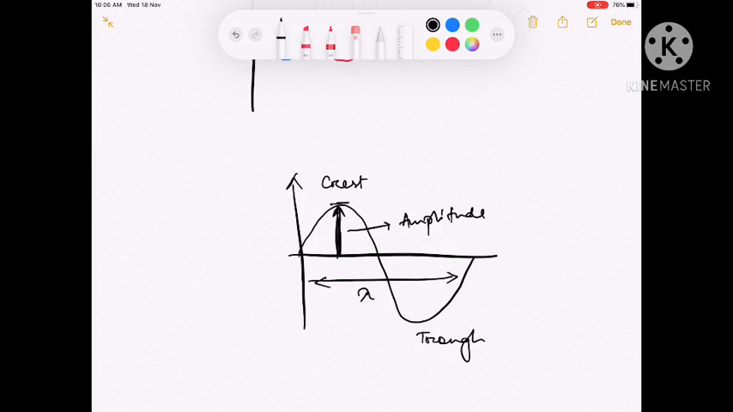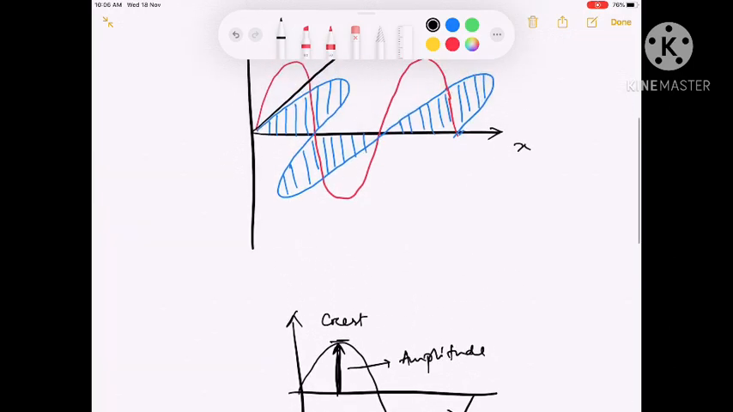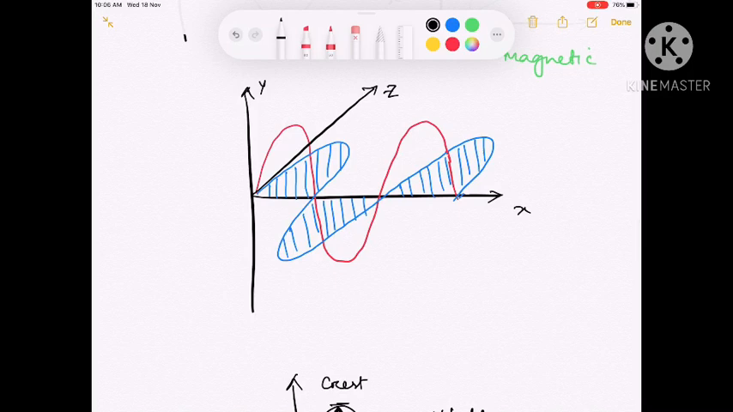So you see, this is the electric field vibration, and this is the magnetic field vibration. When the electric field vibrations and magnetic field vibrations propagate in the same direction, you see, they are in different planes. The red one, that is the electric field, is vibrating in this direction, the xy direction, along the y axis.